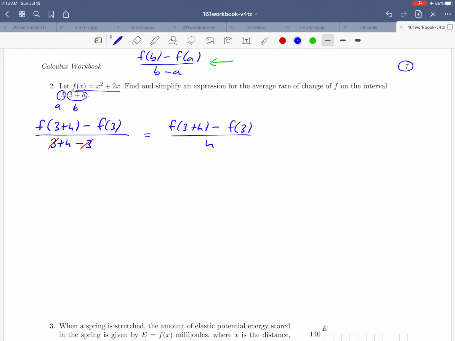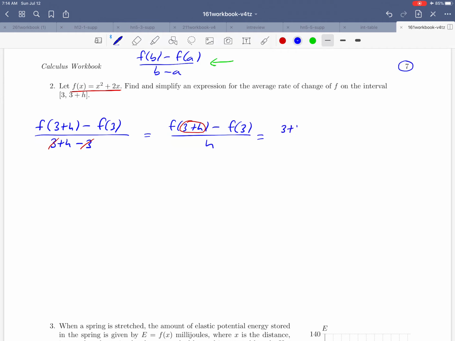And now the rest of the problem is we need to remember how function notation works. Let's clear a little bit of clutter out of the way here, and we'll start with the calculation of f of 3 plus h. So 3 plus h is our input, which means that we're thinking of 3 plus h as our x value. We're going to substitute that into our formula for x, meaning that everywhere that you see an x, we're going to put a 3 plus h.